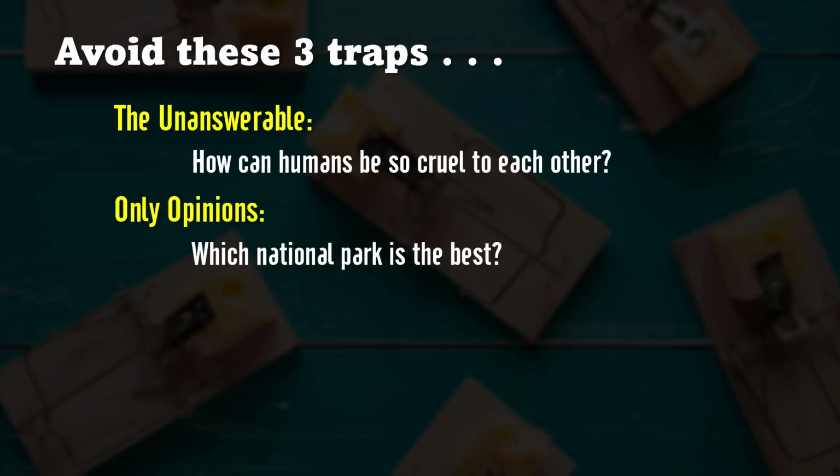Trap number 2, avoid the opinions. In other words, if you ask a question like, which national park is the best? That would result in an opinion paper, not a research paper. However, if you want to really research national parks, try this question. What features do the most popular national parks have? And now you see the word that can help you produce a list. Feature number 1, feature number 2, feature number 3.